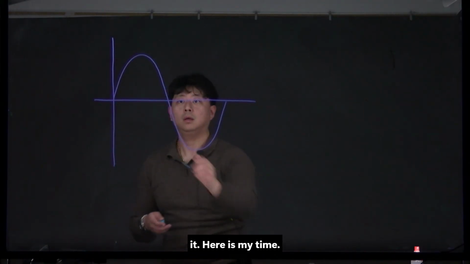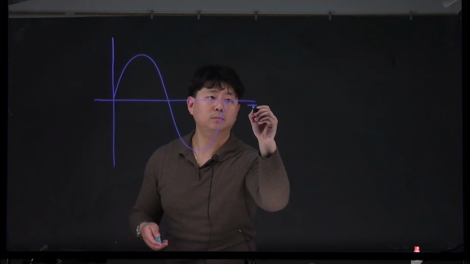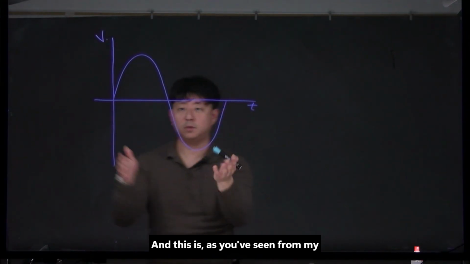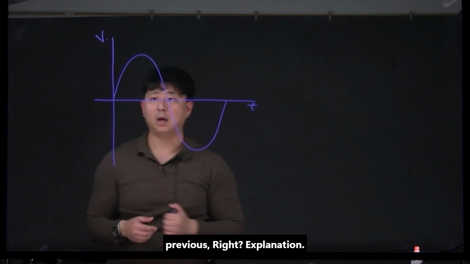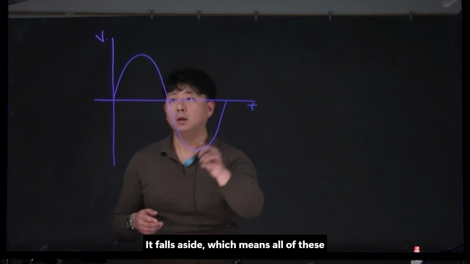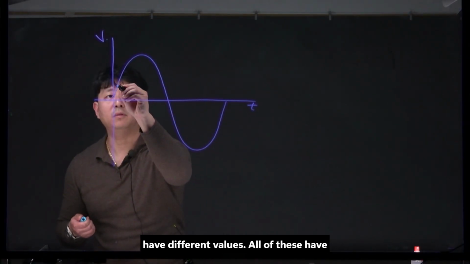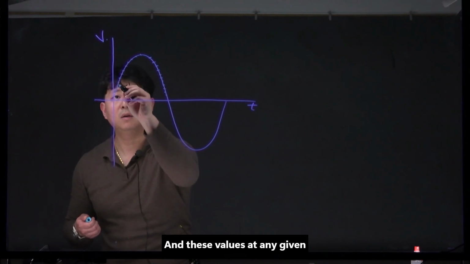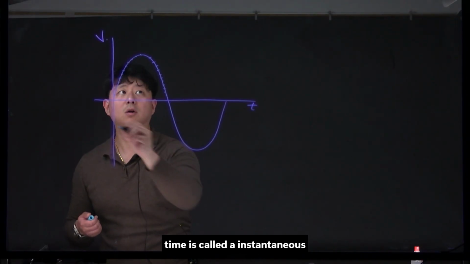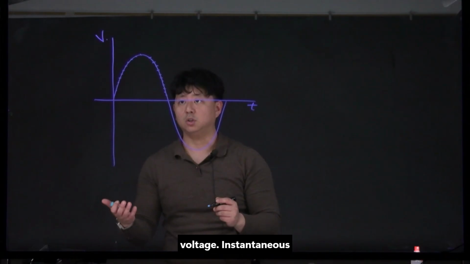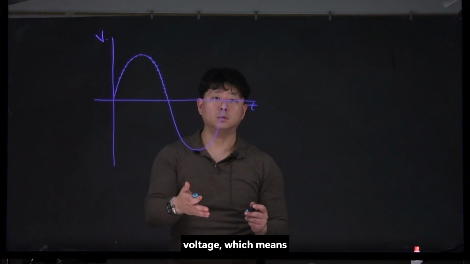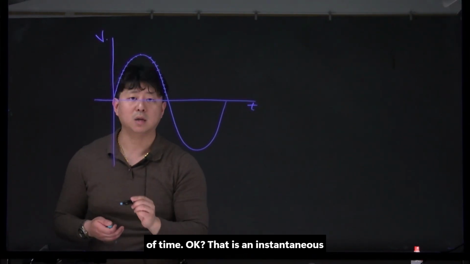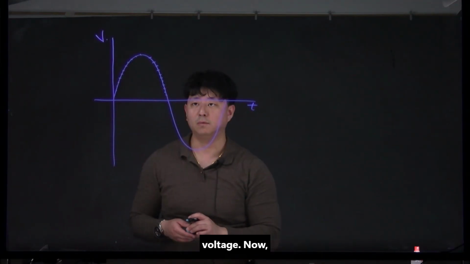All right, here is my time, and here is my voltage. And as you've seen from my previous explanation, it follows a sine, which means all of these have different values at a given time. And these values at any given time are called an instantaneous voltage. Instantaneous voltage means a certain voltage reading at a certain amount of time. Okay, that is an instantaneous voltage.